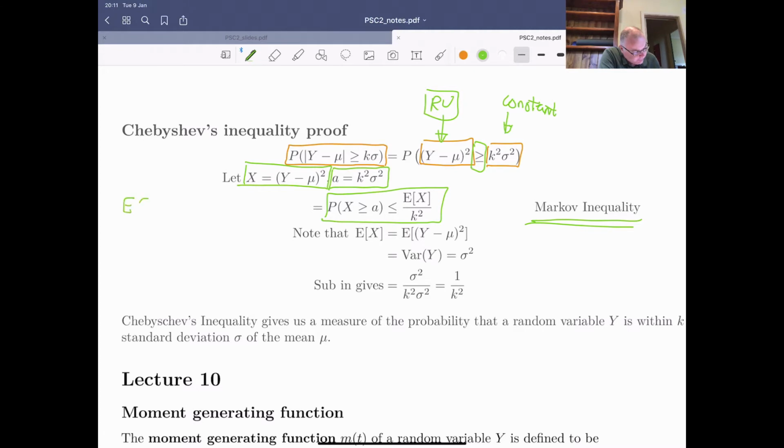Well, the expected value of x equals the expected value of y minus mu squared, which you should hopefully by now recognize as the second moment around the mean, or what we call the variance of y. And it's denoted as sigma squared. So, in here, I can represent this as sigma squared. What's k squared?